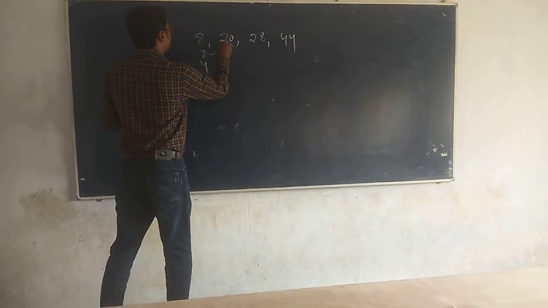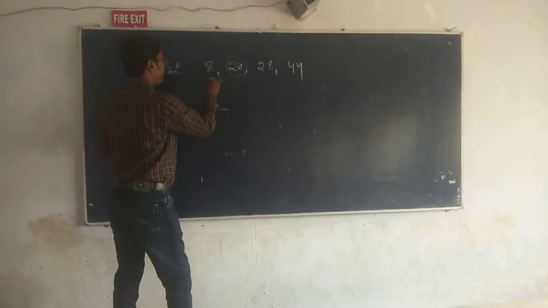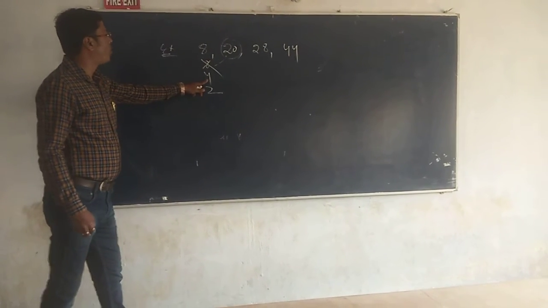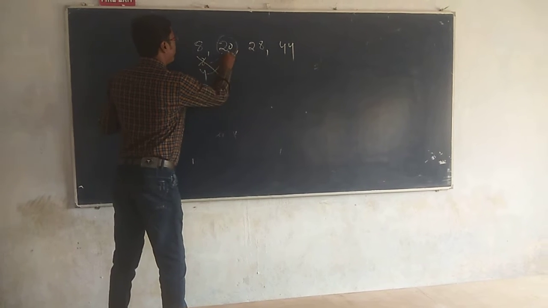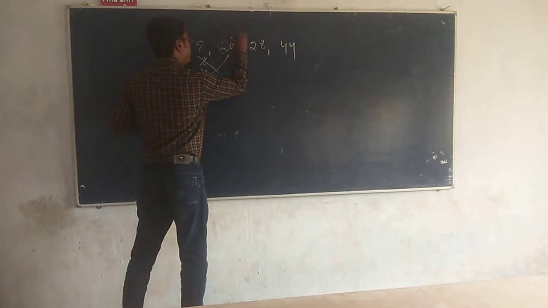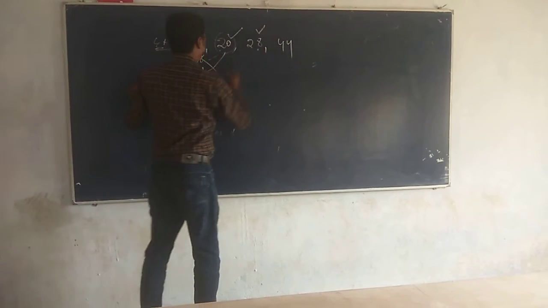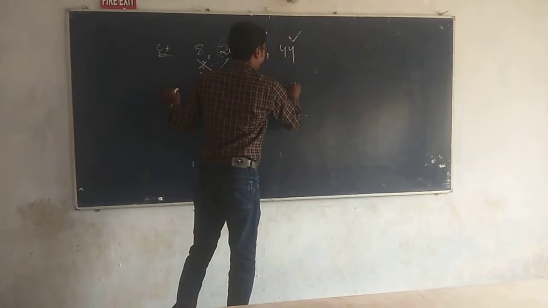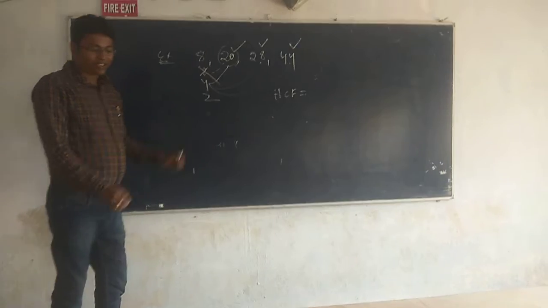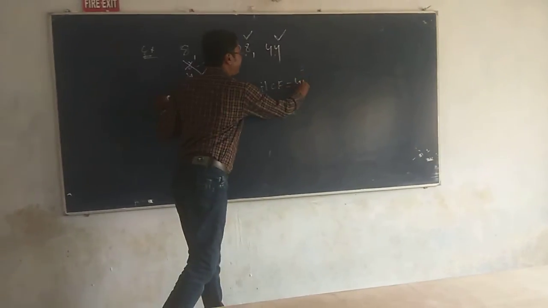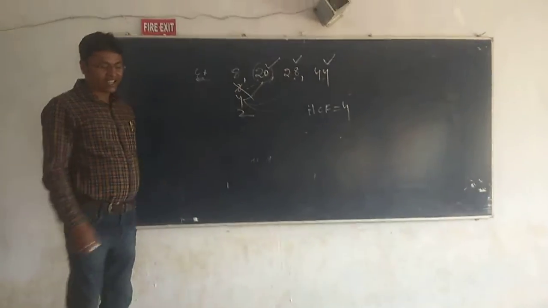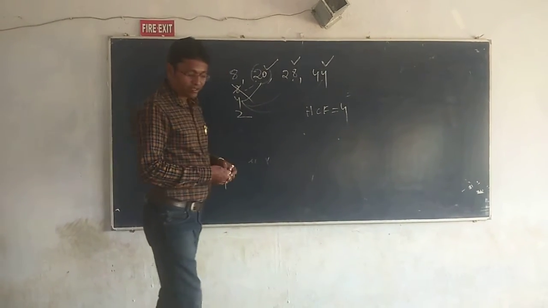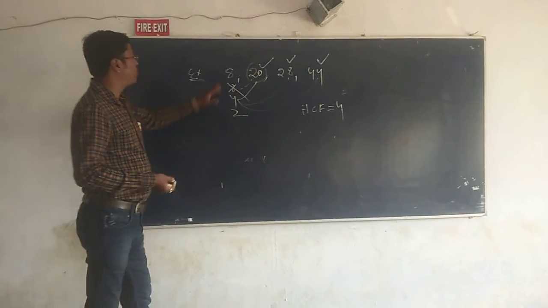20 is not divisible by 8, so 8 is not taken. Next come to 4: 4 times 5 is 20, it divides. Then 4 times 7 is 28, and 4 times 11 is 44. So what is the HCF? The HCF is 4 here. Right? This is the shortest technique to find the HCF. So we take the factors of the smallest number.